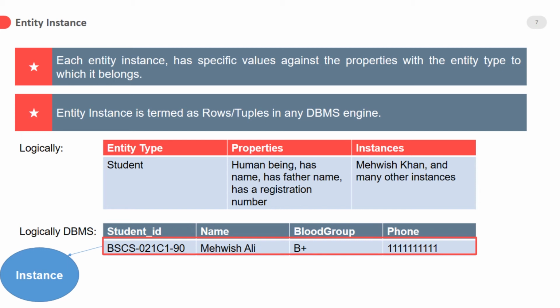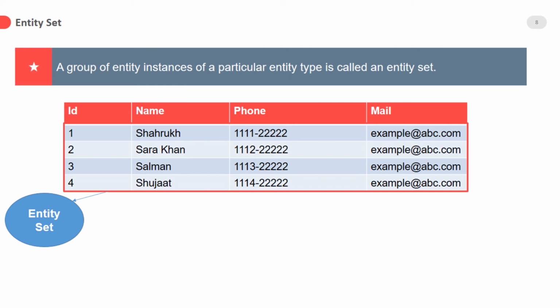Generally, the entity type and their properties are established by nature. For example, a computer is an electronic device. For example, in the given table, we have identified that entity type student has name, father name, registration number. Now an instance of this entity type will have values against each of these properties. Entity set. A group of entity instances of a particular entity type is called an entity set.